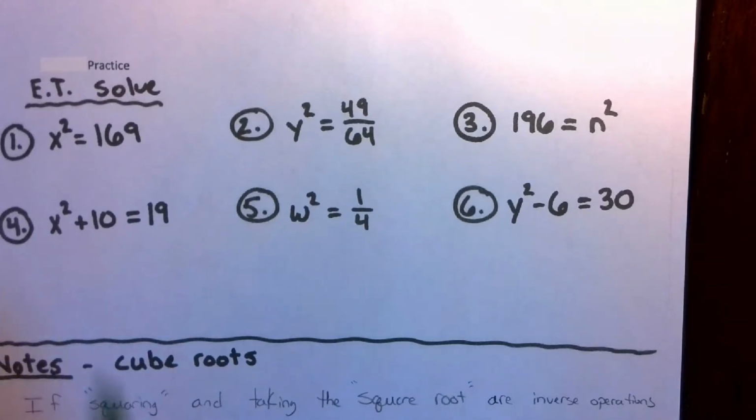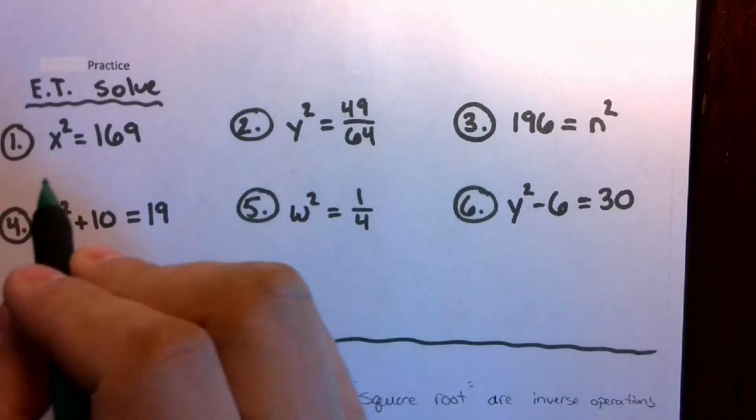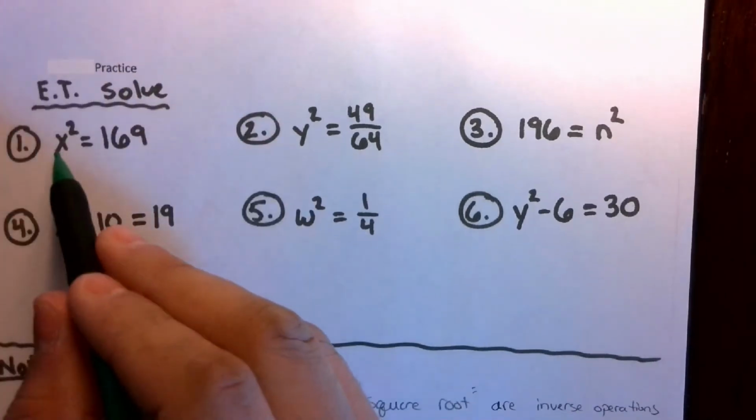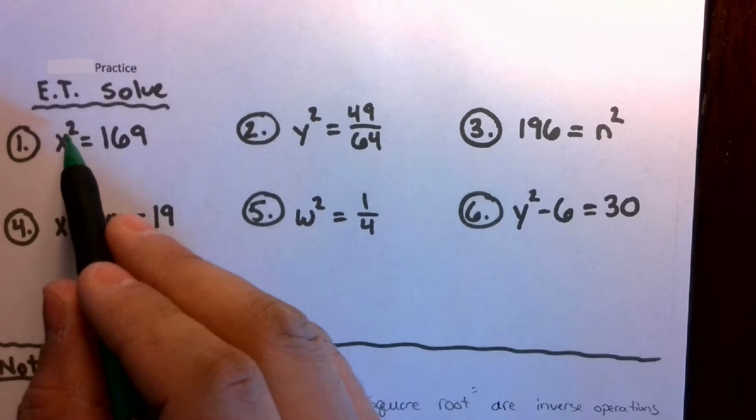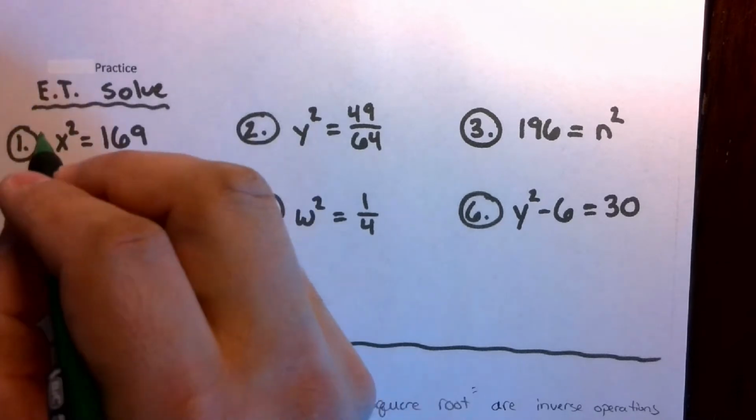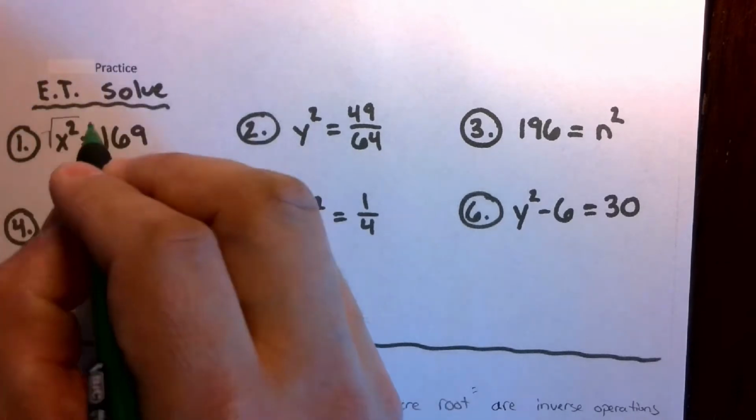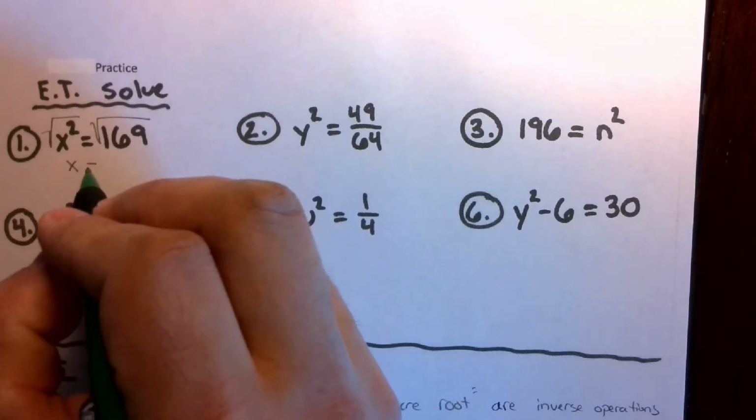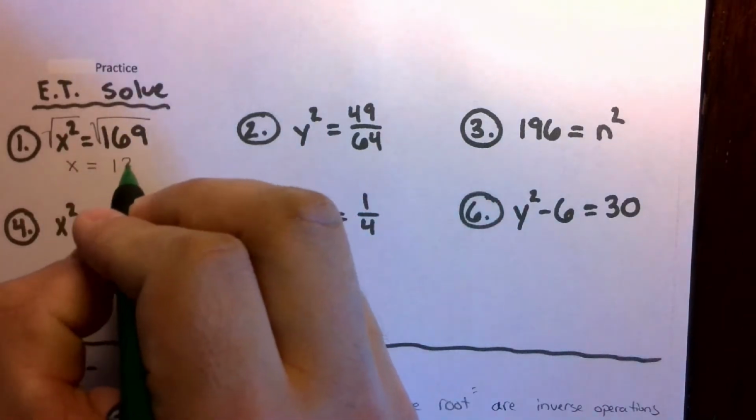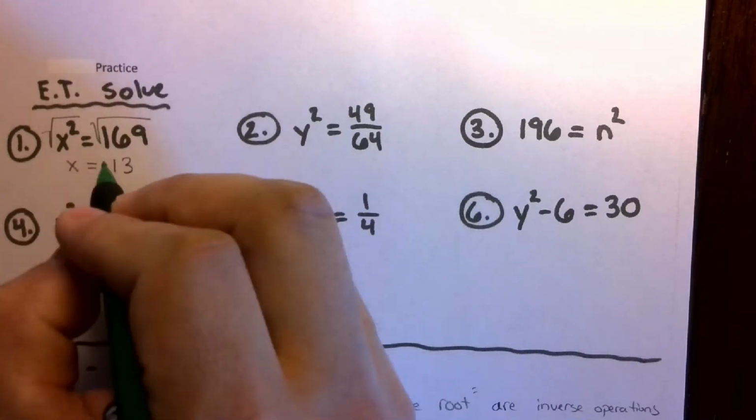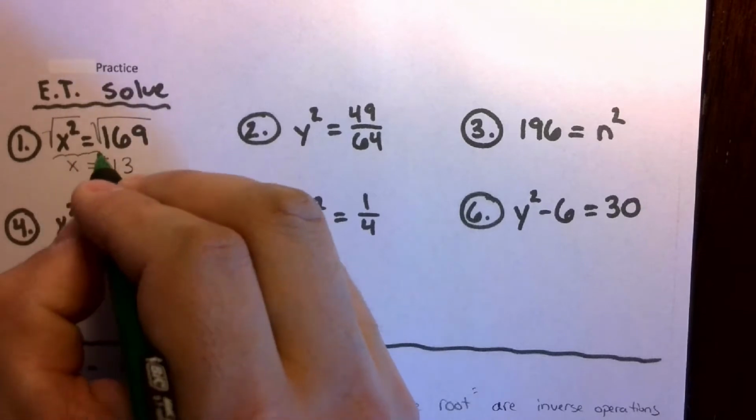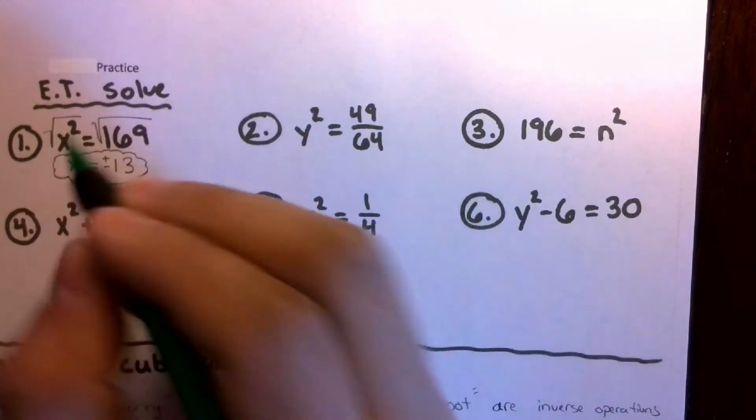Okay, so now let's go ahead and solve each one of these equations. We'll start with number 1. The only thing bothering the x here is this exponent of 2, the square, so we need to get rid of it. The opposite of squaring is square rooting, so I take the square root of both sides. Square root of x squared is x. The square root of 169 is 13. And whenever we do a square root of an algebra problem, we have to do plus or minus. It could be positive or negative 13.